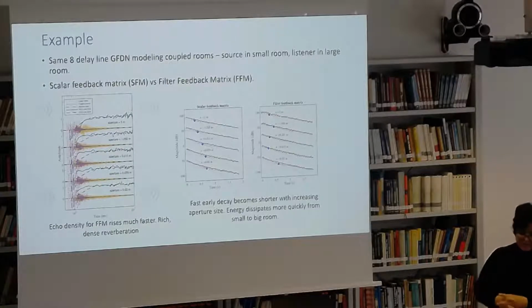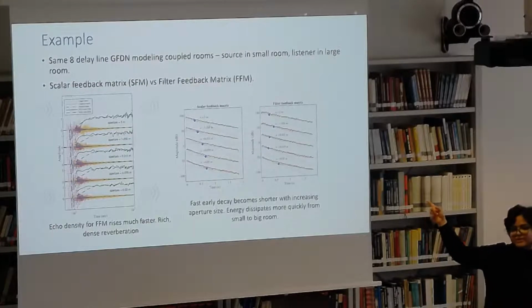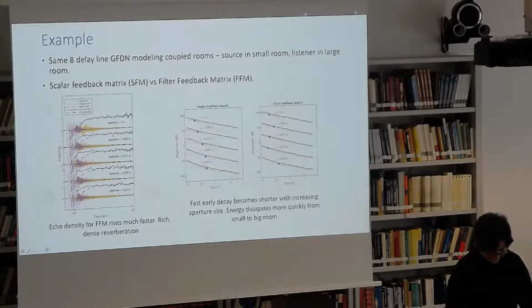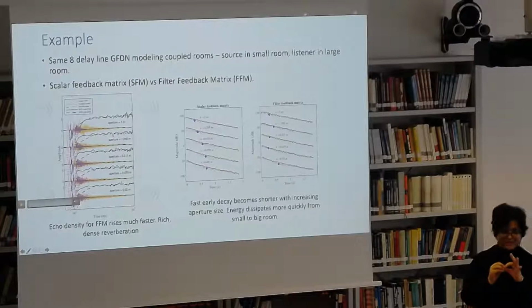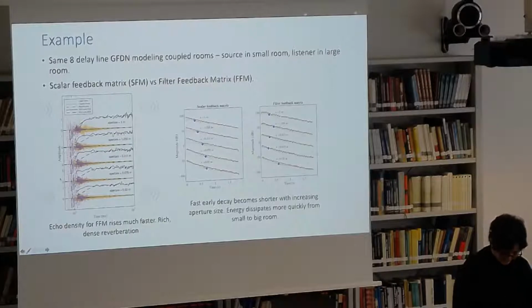So this is just a small example where I use the scalar coupling matrix, which I discussed before, versus the filter coupling matrix. And I increase the size of the aperture, and immediately you can see that the normalized echo density rises much faster. So that's a good thing. And this is what it sounds like. So this is with a very small aperture of, I think, 2 millimeters. So practically there would not be much sound going through, but if we were to normalize the impulse responses, this is with the scalar matrix. And this is with the filter matrix.